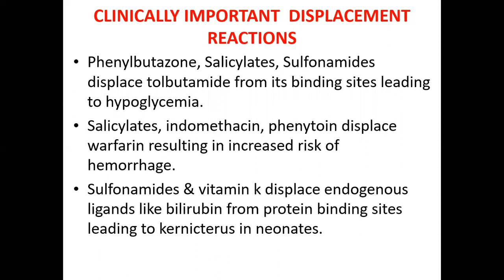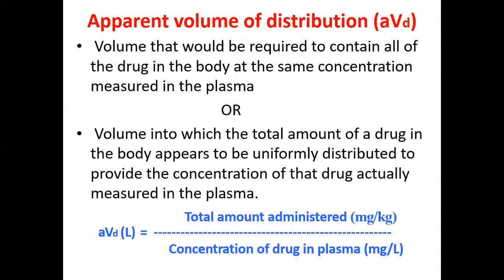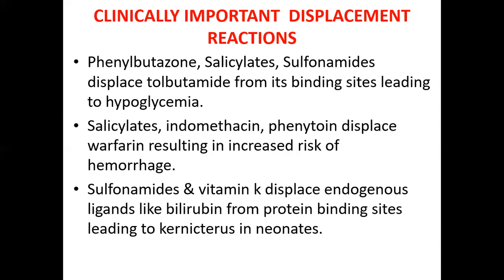Sulfonamides and vitamin K displace endogenous ligands like bilirubin from protein binding sites, leading to kernicterus in neonates. So drugs like sulfonamides and vitamin K displace endogenous ligands like bilirubin from protein binding sites, leading to kernicterus in neonates. So these are a couple of drug-protein binding examples, the clinical significance of plasma protein binding and displacement reactions, which we see with drugs binding to plasma proteins.